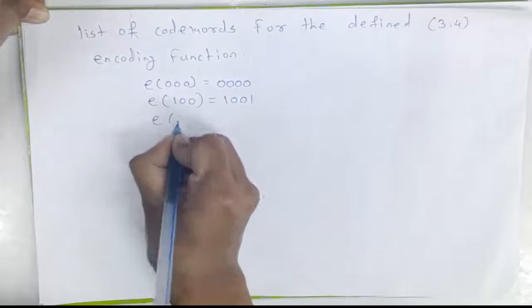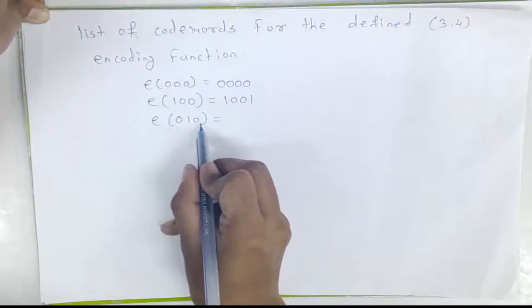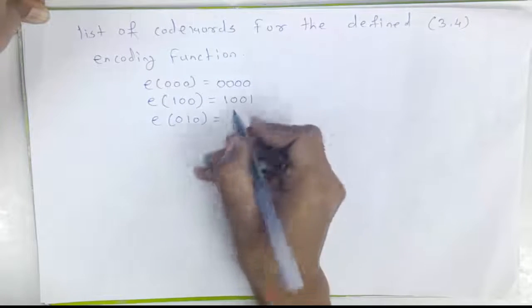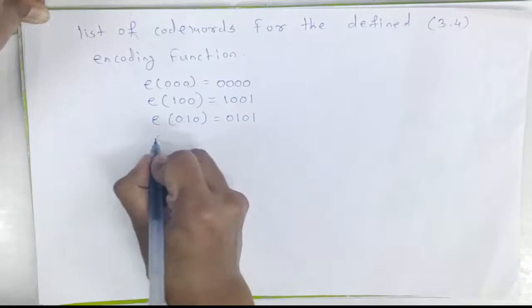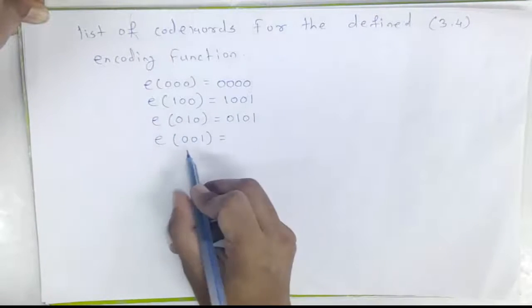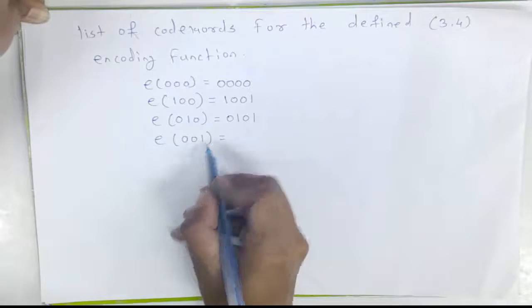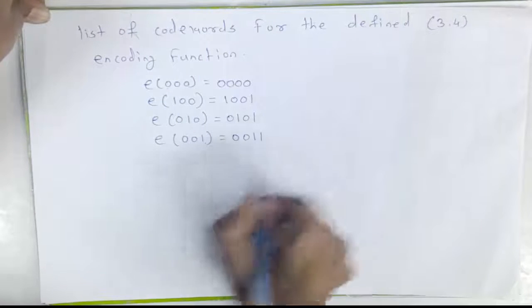Now E of 0, 1, 0. So here again the weight of this B is odd. So we add 1. So 0, 1, 0, 1. Now next E of 0, 0, 1. Now here again the weight of B is odd. So again we add 1. So 0, 0, 1, 1.